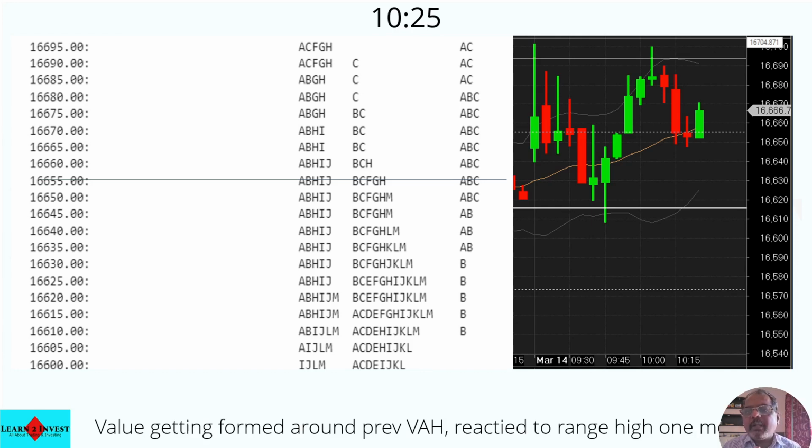So at around 10:25, we observed that these buyers were able to push the market again into the power area for the sellers, which was above the previous day high. And there they met with the sellers one more time, and the sellers again were able to push the market down to the value area high. So this is what we have seen.